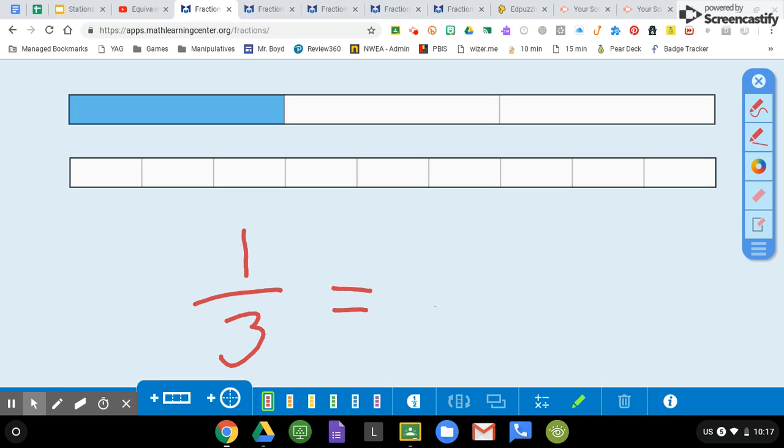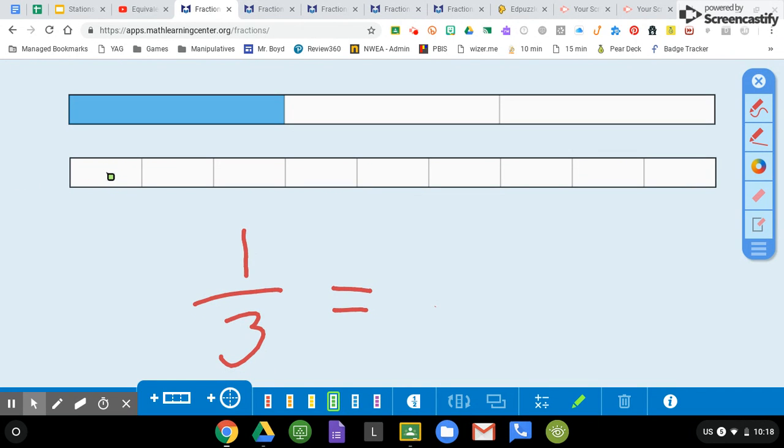All right. So here in blue, I have 1 out of 3 shaded. That means I have 1/3 shaded in blue. Now, I ask you, how many pieces do I need to shade in on my bottom fraction in order to equal 1/3? Let's count them up and see.